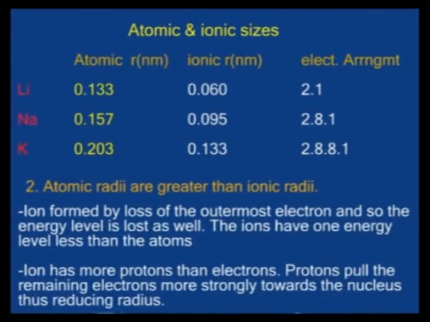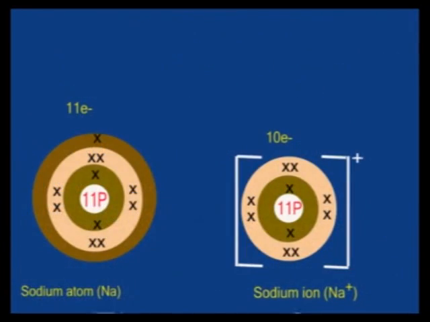The other reason that leads to a reduced radius is that when the electron is lost, the resulting ion has more protons than electrons. For instance, a sodium atom has 11 protons and 11 electrons. A sodium ion, on the other hand, has the same 11 protons but 10 electrons because one was lost.